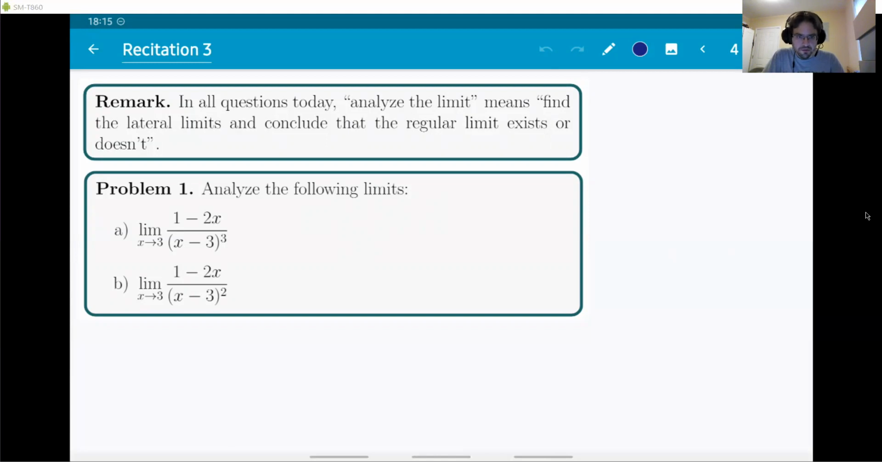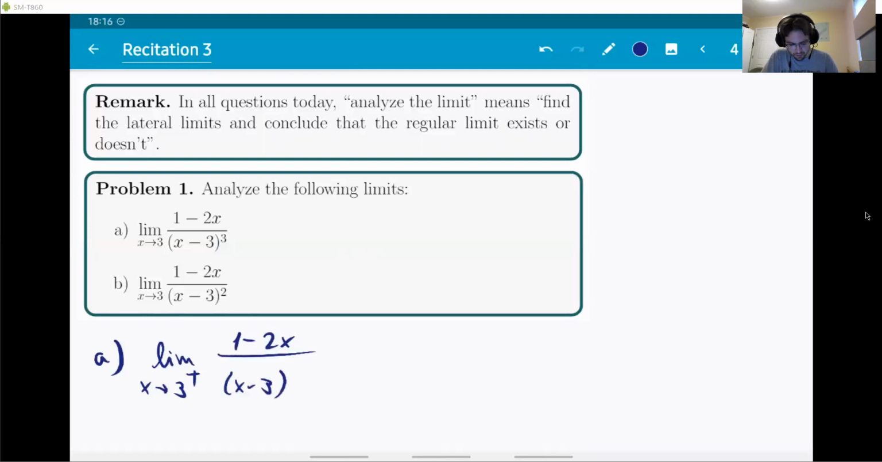It's almost the same function between a and b. It's the same point, 3, but what's changing in these limits is the power. This is a cube, this is a square. You're going to see what changes here. So a, what happens as you come towards 3? Let's say from the positive side this time. I think it would be easier to start with the positive instead of negative. So from the right.